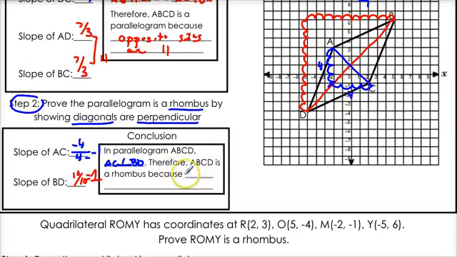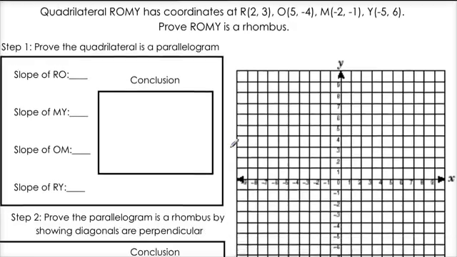Therefore, ABCD is a rhombus because diagonals are perpendicular. And remember, you have to have your conclusion. You always got to write your conclusion. Even after you do all your math, you got to write your conclusion there, that states the property.